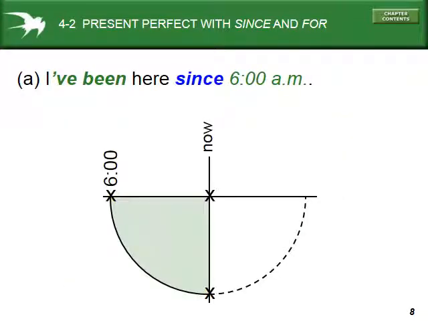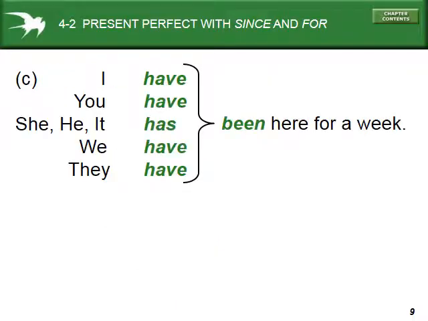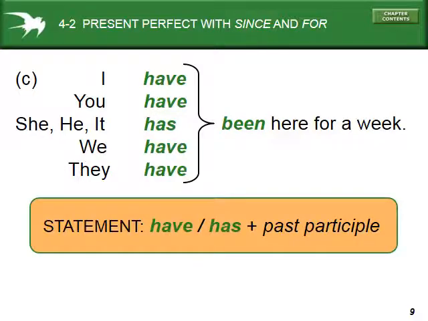So if we look here at this chart, we're saying I've been here since 6 a.m. 6 a.m. is when this action started, and it's continued up until the present. The dotted line means that it may continue going into the future. We don't know. It has continued up until now. Now the formation of the present perfect is going to be with the helping verb have. And there's two forms of the helping verb have in the present tense. We have have and has. Okay? And then we add to that the past participle. Okay, so have and has plus the past participle in a statement.